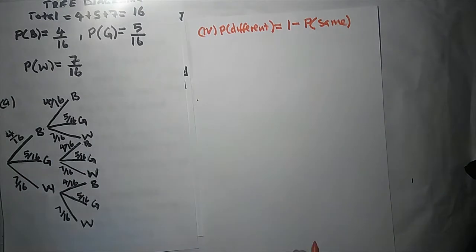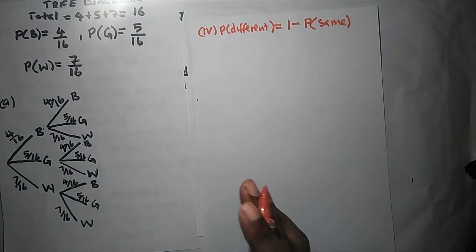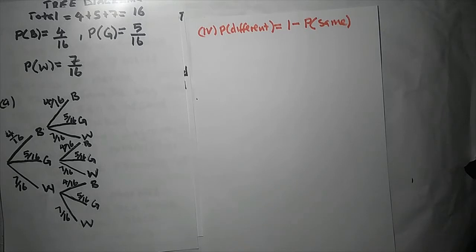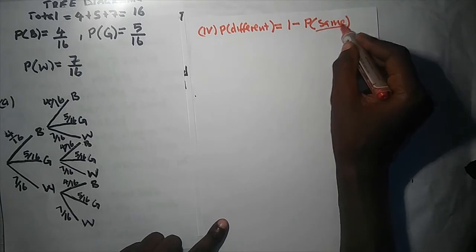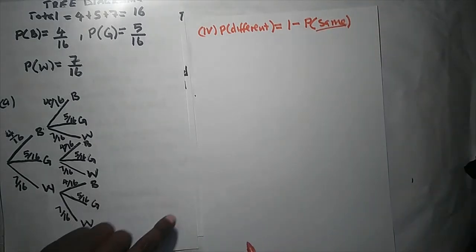Okay, so picking the same colors and picking different colors, these two are complementary events. When you add them, you should always get 1. So if you are given one of them, for you to get the other one, you always subtract from 1. So the first thing that we are going to do is to calculate the probability of getting the same colors, because it's easier to calculate.